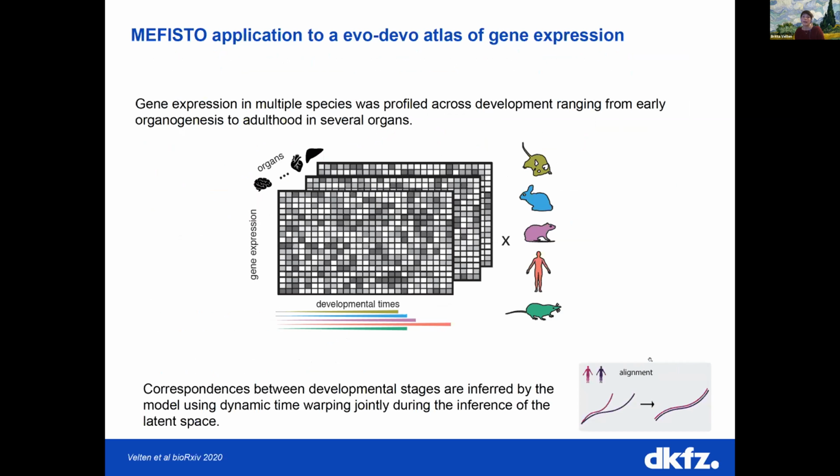And we've applied this method to an evolutionary atlas of gene expression, where gene expression was profiled in multiple species along development in multiple organs. And here we had an additional problem that the developmental time points between the species did not match, so we didn't know the correspondences between them. And therefore, we implemented the method to jointly learn the latent space, as well as do an alignment based on dynamic time warping to match the time points between the different species.